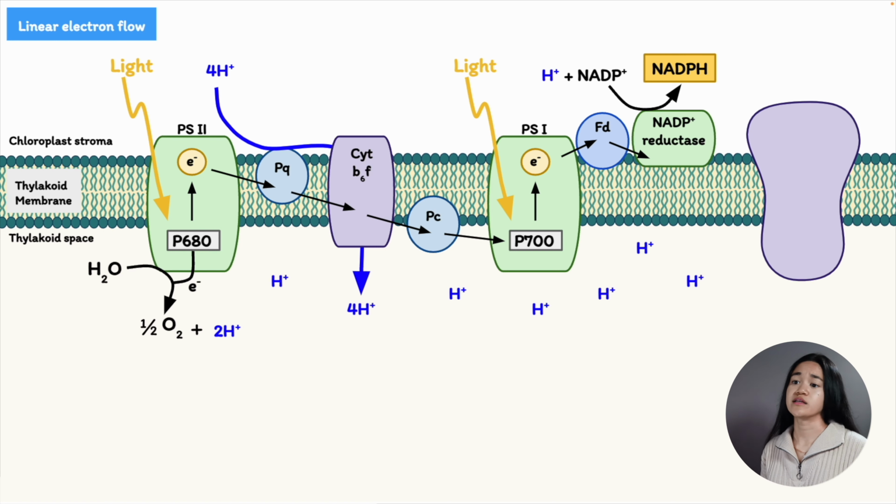The hydrogen ion is from the stroma. Then NADPH will travel to the Calvin cycle, where its electrons are used to build sugars from carbon dioxide. Okay? The other product needed by the Calvin cycle is ATP. So let's go back and let's go through how ATP is produced.